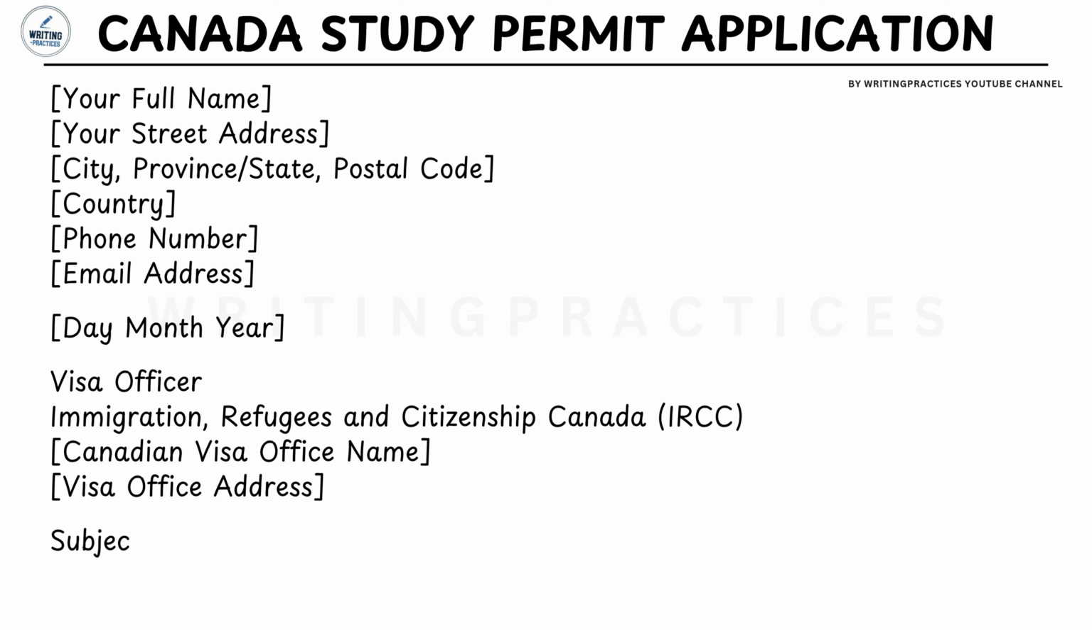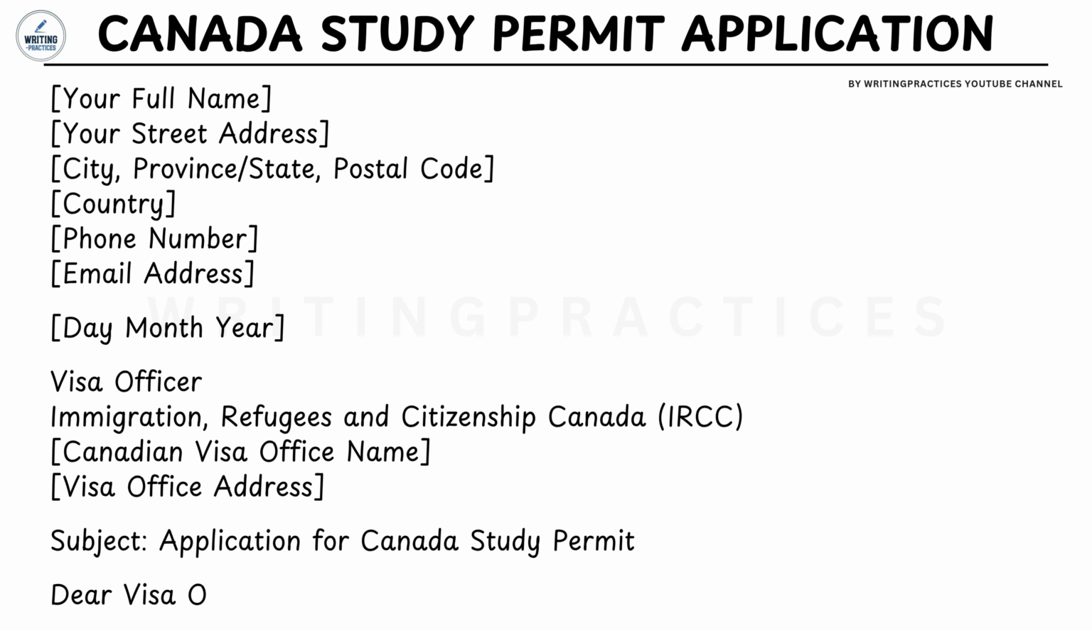Subject line. Next comes the subject line. Write, Subject: Application for Canada Study Permit. This immediately tells the visa officer the purpose of your letter. Keep it short and professional. Salutation. Now write the formal greeting. Write, Dear Visa Officer. This is the standard formal salutation used in Canadian immigration letters. It keeps your application respectful and professional.